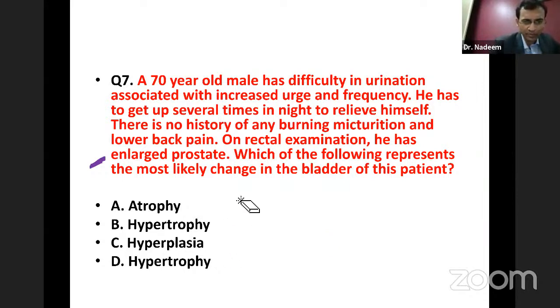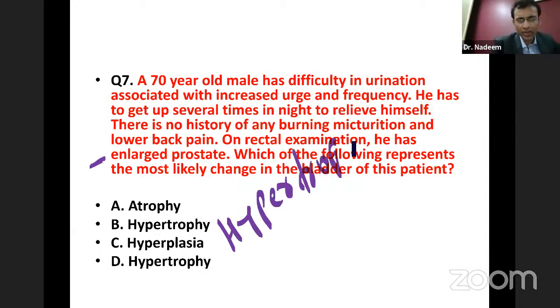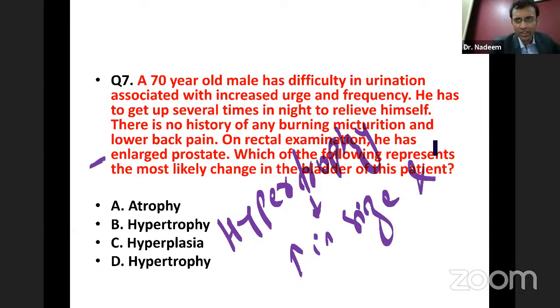So what about hypertrophy here? Hypertrophy means what? There is an increase in size and function of cells. So where are you going to see hypertrophy? You can see hypertrophy during puberty, in lactating breasts, and in skeletal muscle fibers after doing exercises in the gym. So hypertrophy means increase in size and function.